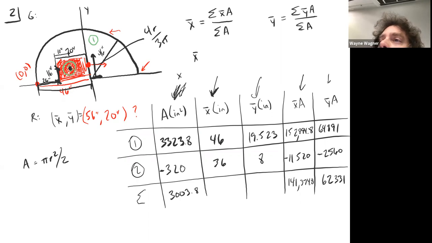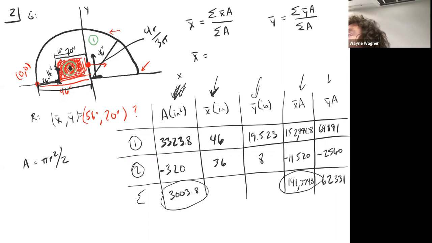Okay. So now we just have to plug these things into our formulas here. So X bar equals this number divided by that number. So that's going to be 47.065.